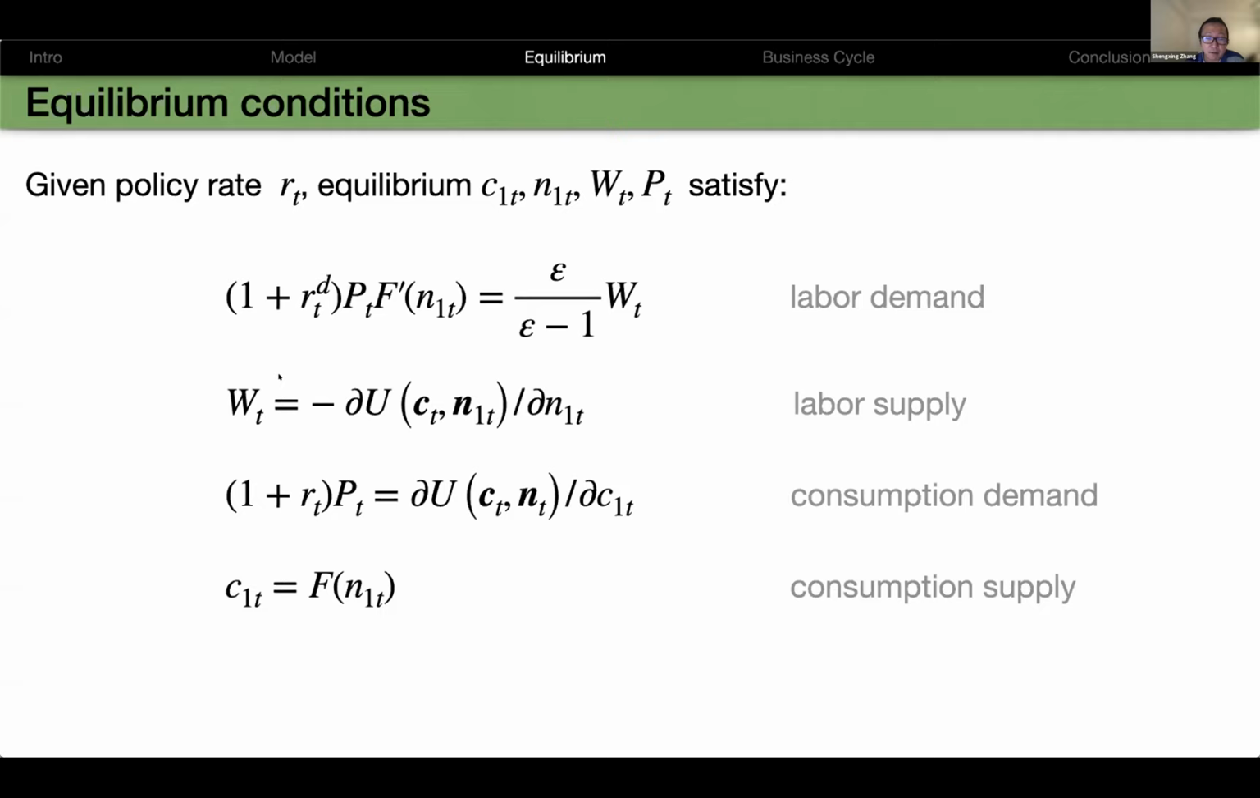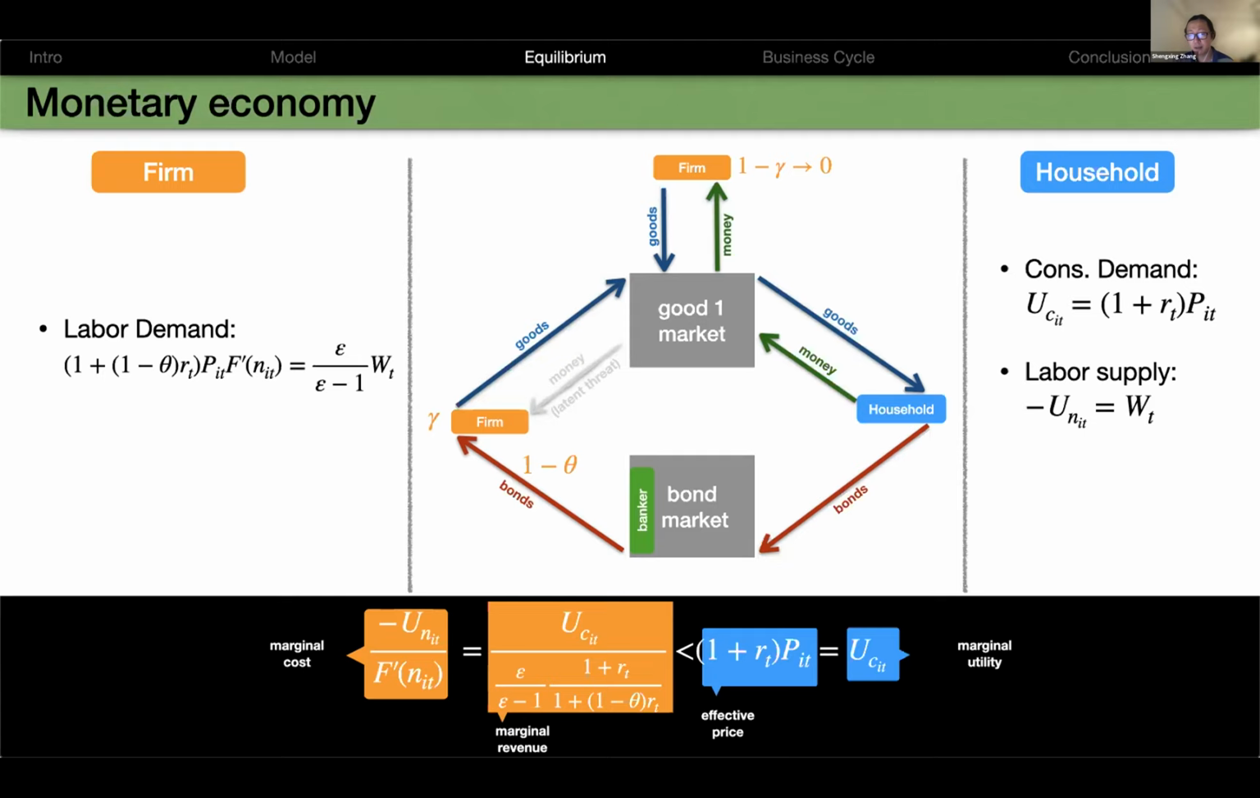Now, let me analyze the equilibrium conditions. The equilibrium conditions include the labor demand from the firm side, the labor supply from the worker side, the consumption demand of the consumer, and how the consumption is produced from labor. Then what's the inefficiency in this economy? How does it show up in the equilibrium? Let's look at it.